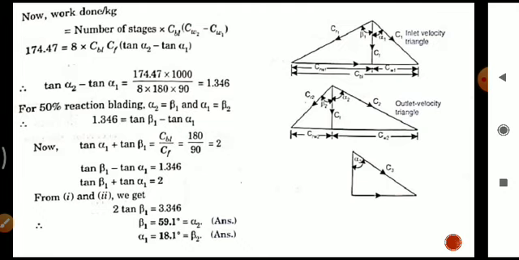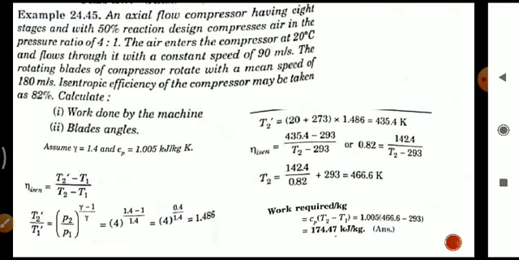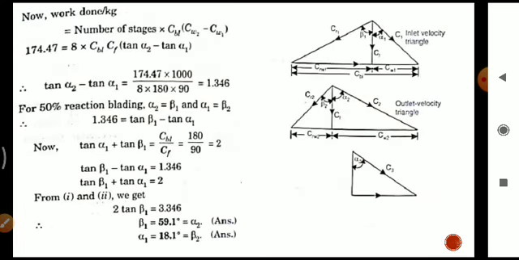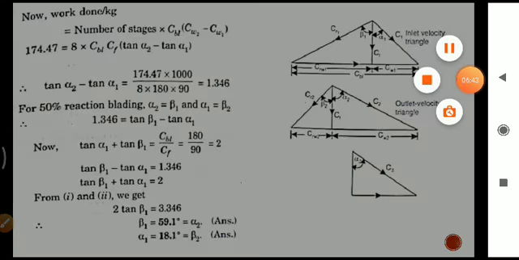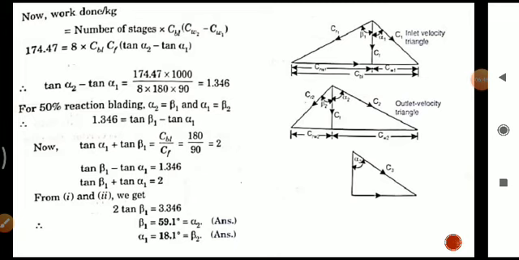So here is our first equation: tan beta 1 minus tan alpha 1 is equal to 1.346. Here is our second equation: tan alpha 1 plus tan beta 1 is equal to 2. By solving these two, we get the values of alpha 1 and beta 1 as 59.1 degrees and 18.1 degrees. So we have calculated the two required quantities, work done and blade angles. We will discuss more questions in the coming classes, and thank you.